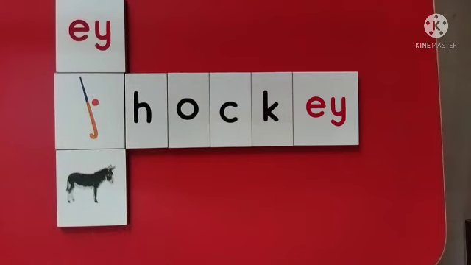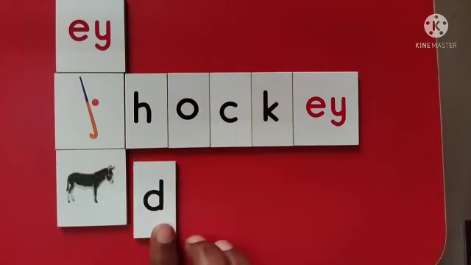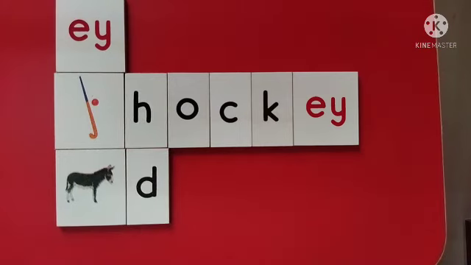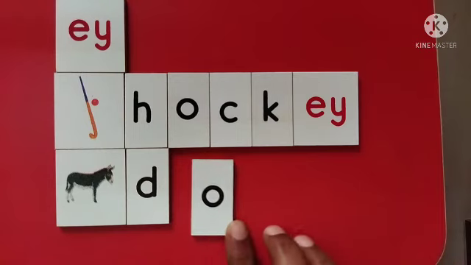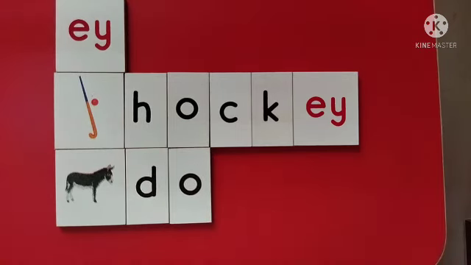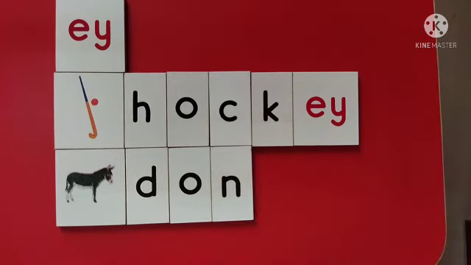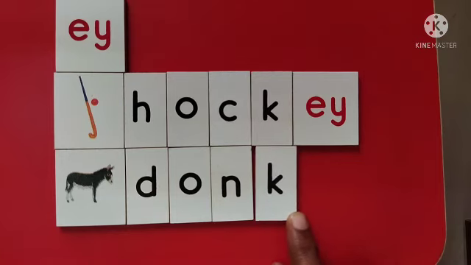Children, can you recognize this animal? Yes, it is a donkey. When I say donkey, the first sound that we listen is D. D, O. For the sound O, we have to place letter O. After D, O, in the word donkey, the next sound that we listen is N. After N, D, O, N, K, we have to place letter K for K sound.